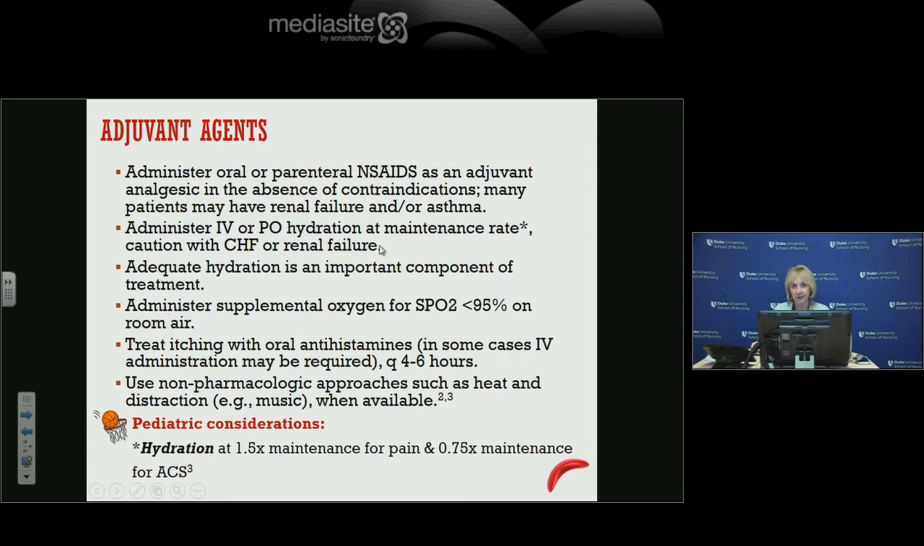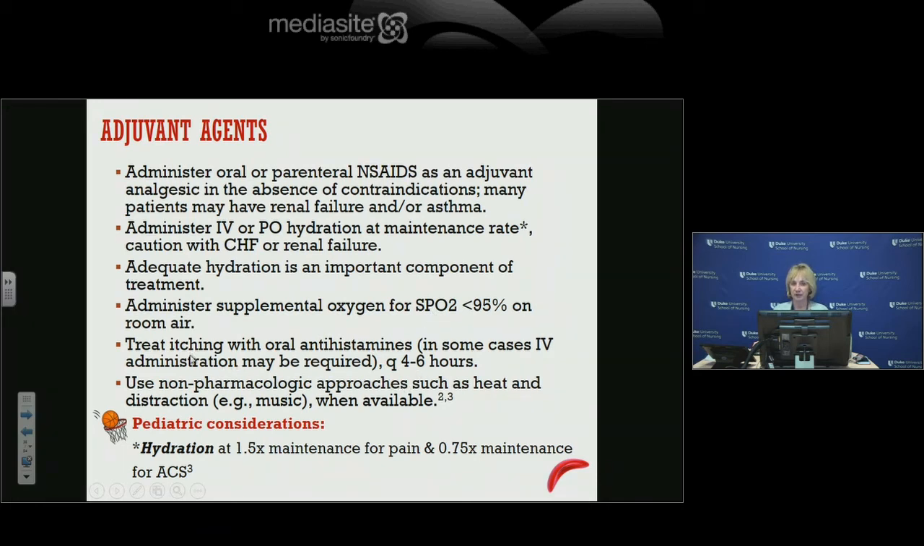Hydration is really important, so we want to give IV or PO hydration. And again, many patients have other complications. There are many patients with renal and heart failure. So before giving them tons and tons of fluid, we want to really understand what is their status with heart failure or renal failure. But adequate hydration is a really critical, important component of treating pain. We also used to just reflexively give oxygen to everyone, and the guidelines now recommend it really is only indicated if their SATs are less than 95% on room air.